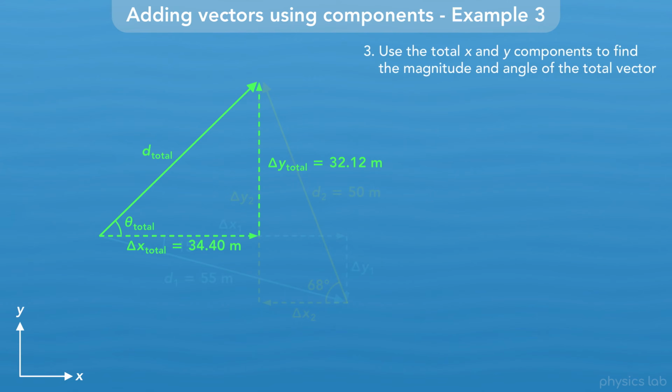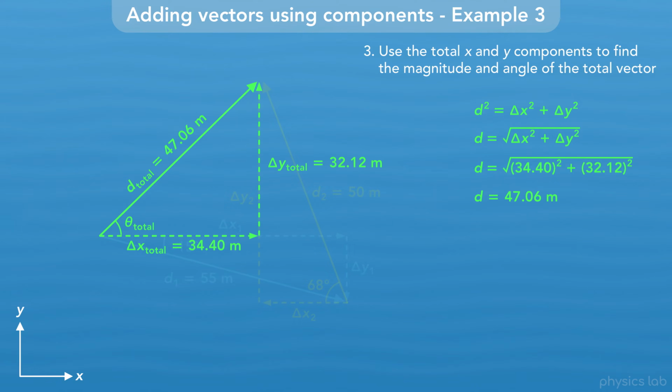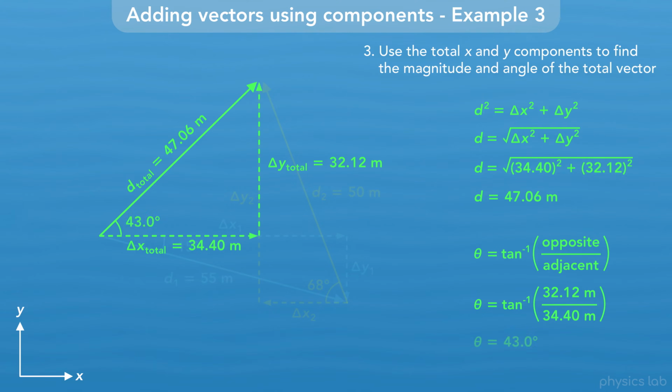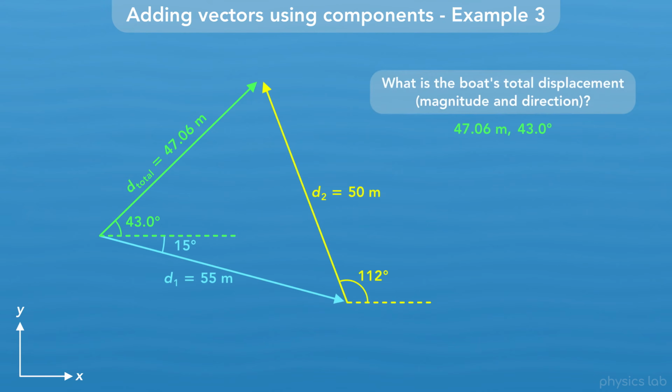Now we can find the magnitude and angle of the total displacement vector using the same equations as before. For the magnitude, we plug in 34.40 for delta x and 32.12 for delta y. And we get 47.06 meters for the magnitude. For the angle, we plug in the same values for delta y and delta x, and we get an angle of 43 degrees. So the total displacement of the boat is 47.06 meters at an angle of 43 degrees.